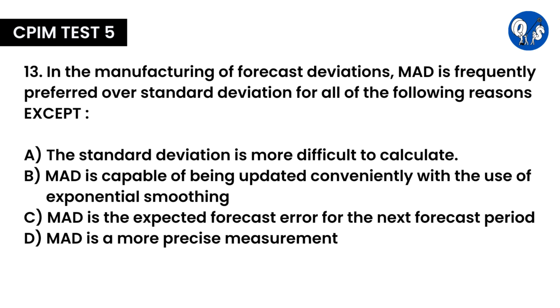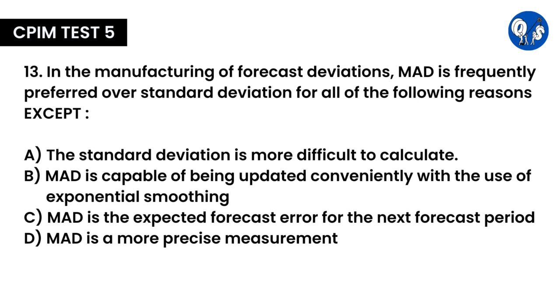Question number 13. In the measurement of forecast deviations, mean absolute deviation, MAD, is frequently preferred over standard deviation for all of the following reasons except A. The standard deviation is more difficult to calculate. B. Mean absolute deviation is capable of being updated conveniently with the use of exponential smoothing. C. MAD is the expected forecast error for the next forecast period. D. MAD is a more precise measurement. Here the correct answer is D.